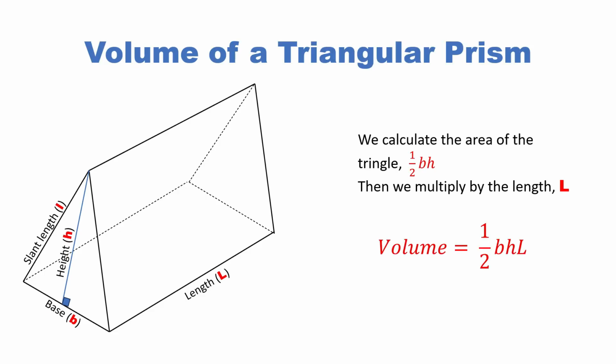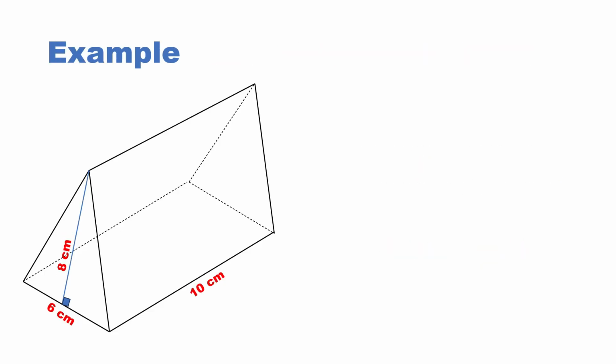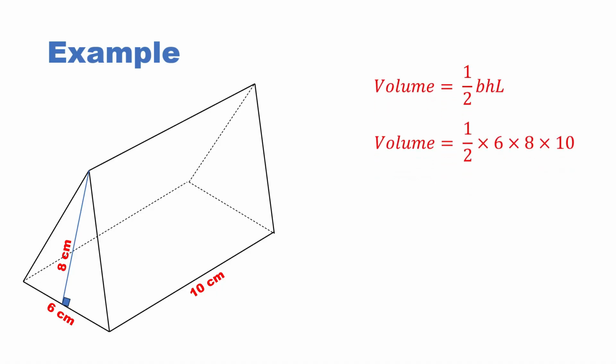Let us do this quick example together. We have this triangular prism, and we need to calculate the volume. So, we simply use our formula half bhL, which is equal to half of 6 times 8 times 10, which is equal to 240 cubic centimeters.